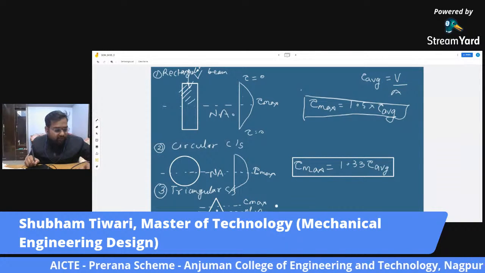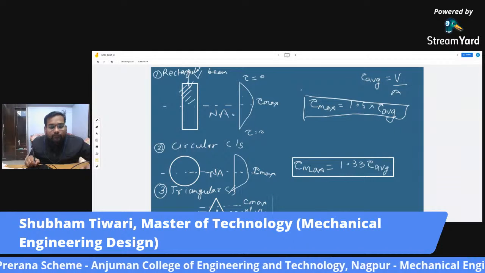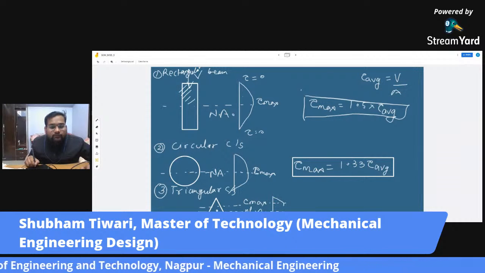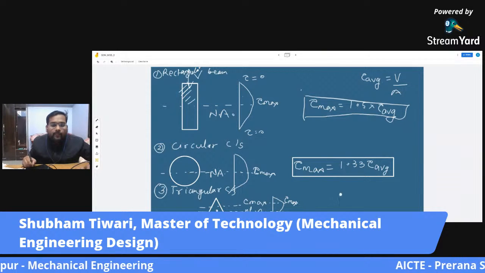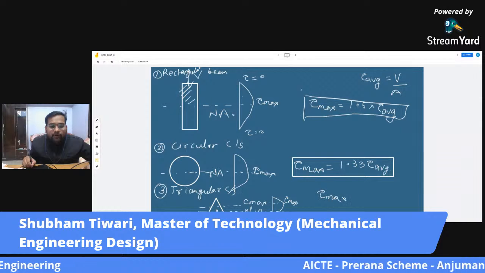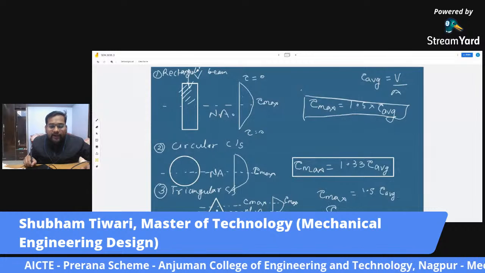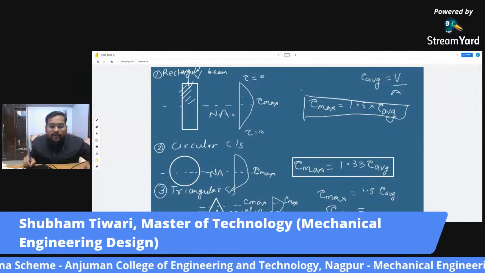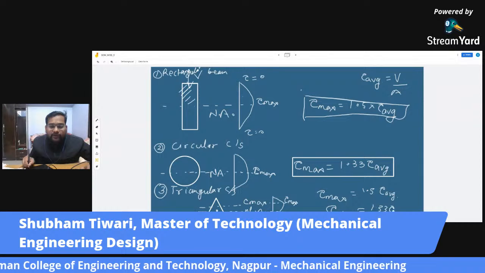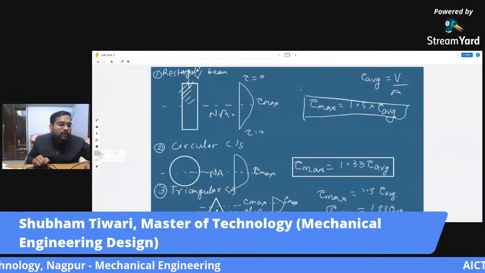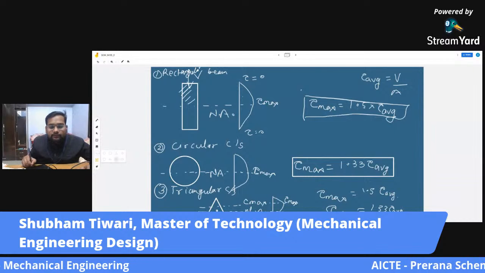So the stress distribution diagram, if I may draw it, is something like this. So here you will have tau max. So tau max for a triangle is 1.5 times tau average, and shear stress at the neutral axis is equal to 1.33 times tau average. So this is for a beam with a triangular cross section.